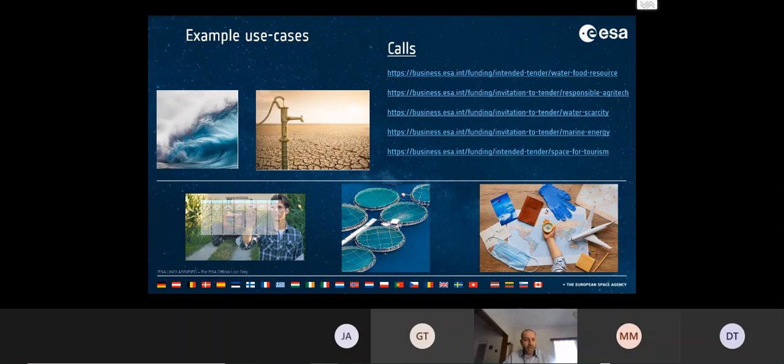So again, in order to gather more information, I strongly encourage you to use the links which are provided on the right-hand side of this presentation. Have a look at the calls in order to see how we can use space assets in order to contribute to the downstream application sector.